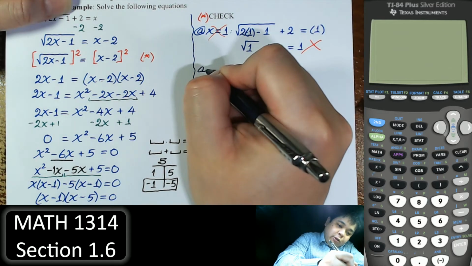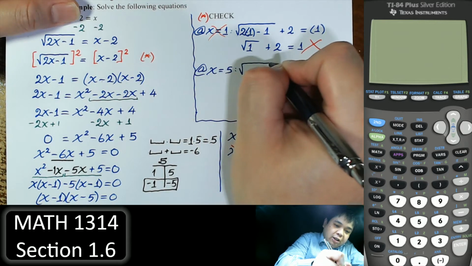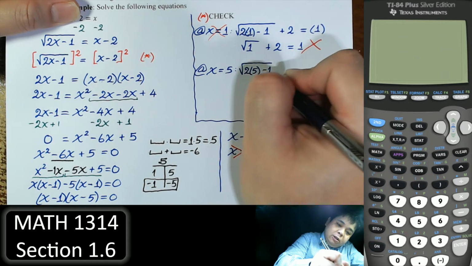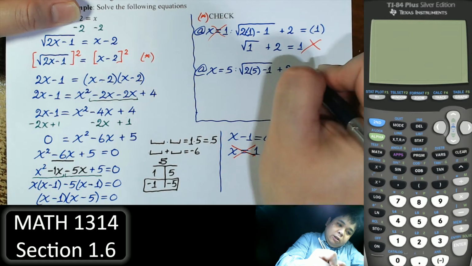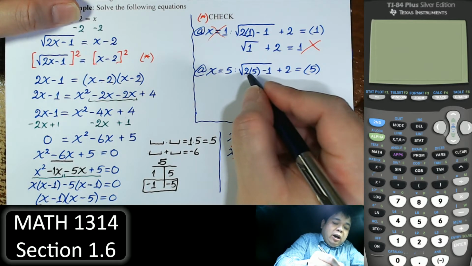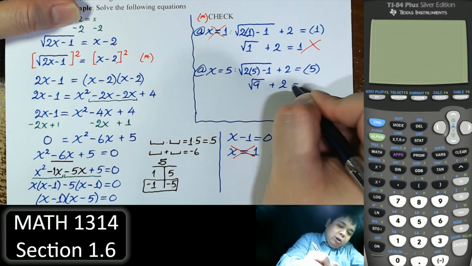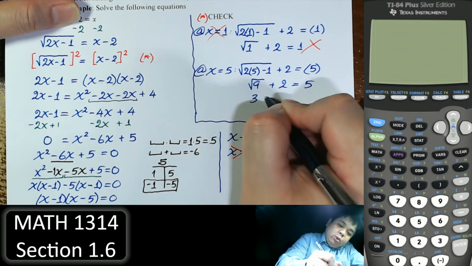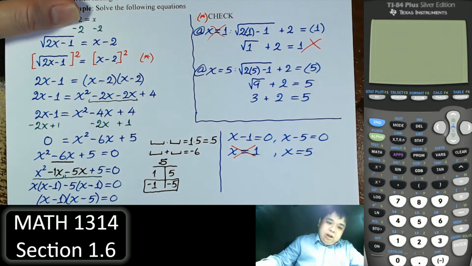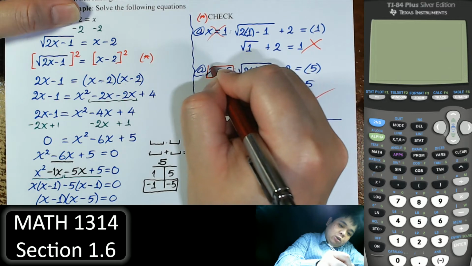Now let's check for 5. If we put 5 in the equation, 2 times 5 minus 1, so 10 minus 1 is 9, square root of 9 plus 2 equal to 5. Square root of 9 is 3. That checks, so we have x equal to 5 as the solution.